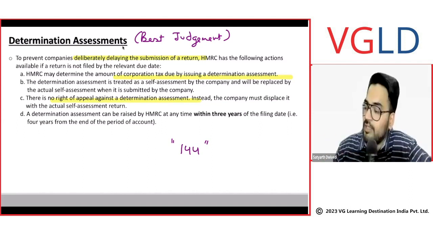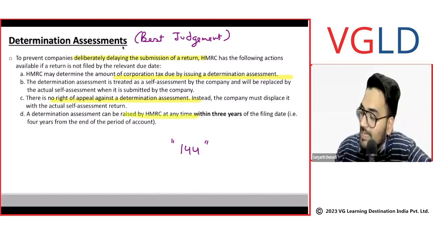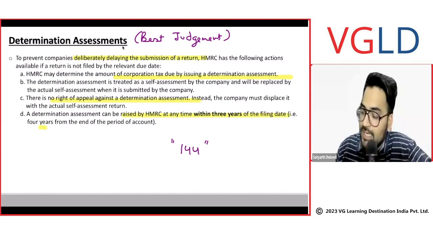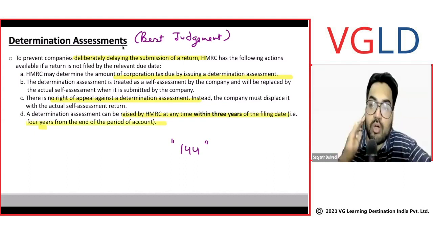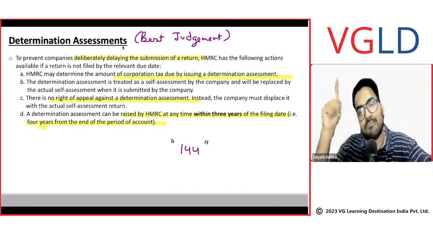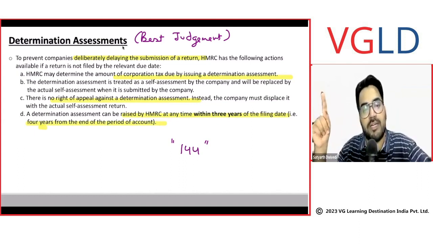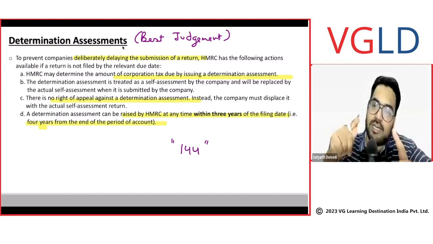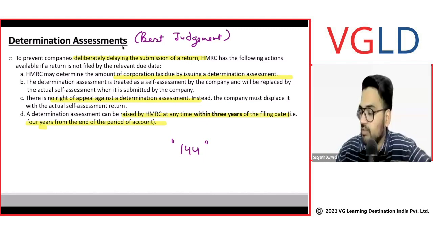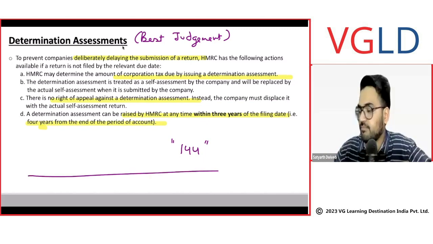Okay. Determination assessment can be raised by HMRC at any time within 3 years of the filing date. That is 4 years from the end of period of account. Because what is your date of filing? 12 months. So the time for determination assessment is 3 years from the date of filing, which is again 4 years from your end of period of account.